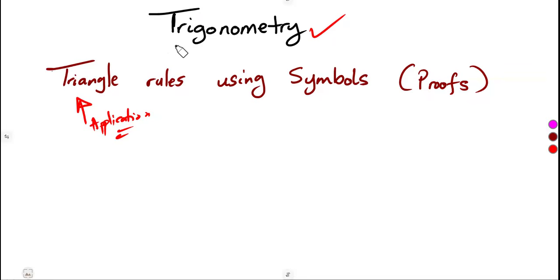Remember, use of identities, basic ratios that we have under trigonometry. All right. So these are some of the useful identities that you must remember. All right. So you must remember these identities.